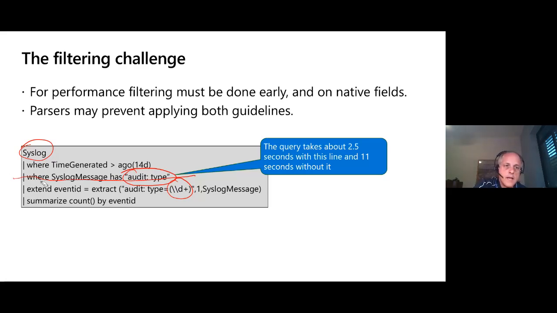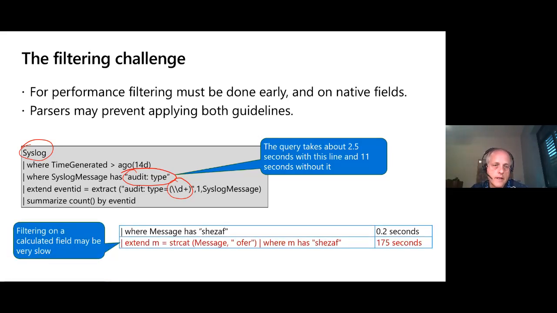But if we add this line back in, syslog message is a physical field, a very optimized operator. By checking up front whether we are processing the right events, we make the query run four times faster in this example. And this is a small set. The larger the set, the older the events, the more significant the performance challenge is.